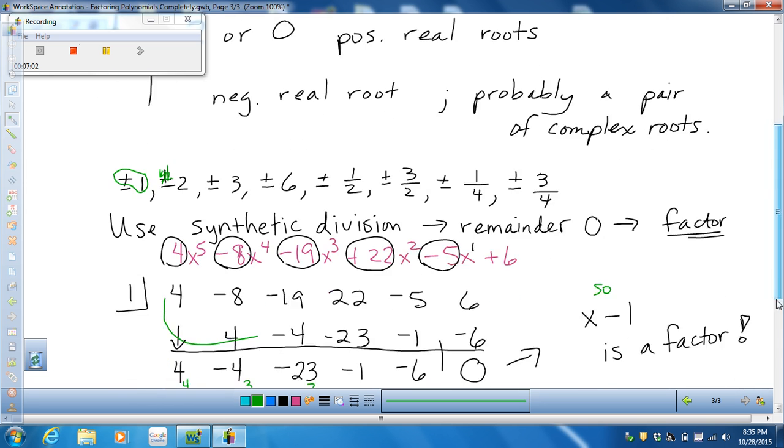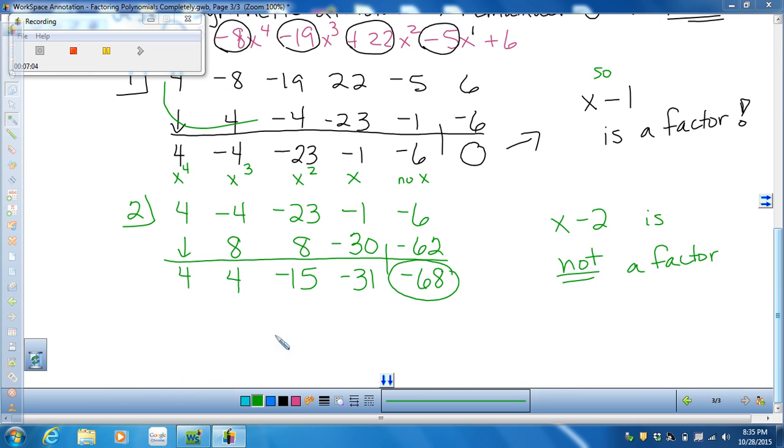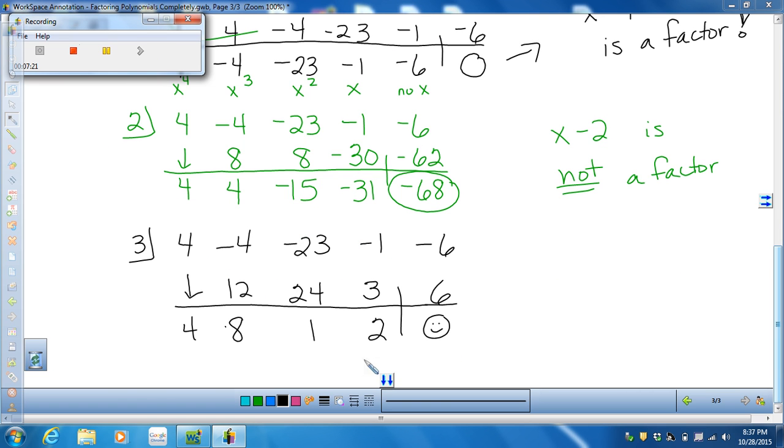So now I'm going to plug in positive 3 to the same values, and we'll see if positive 3 works. Still using 4, negative 23, negative 1, and negative 6. So you go ahead and try it, I'll try it, and we'll check back with each other in a moment. Did you get the same thing? We got 0 as a remainder.